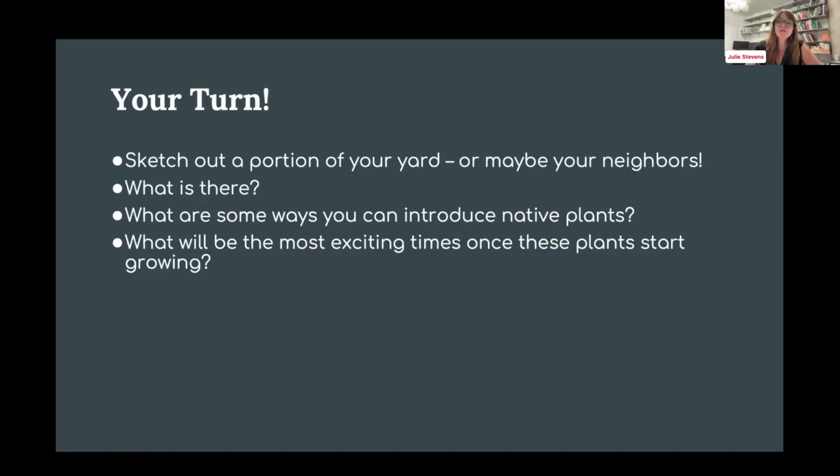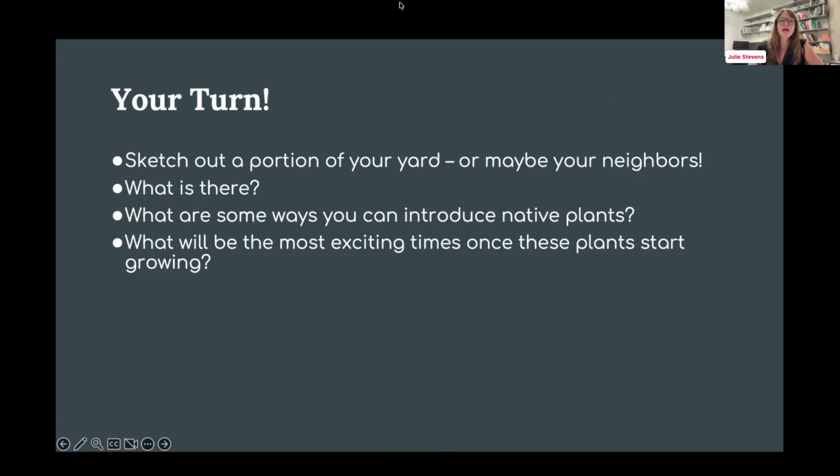Thanks, Julie. I'm glad that there's interest because it's something that I've really wanted to expand. And like I said, there's just a lot of different ways that we could look at subbing native plants in for some of our more common non-natives.